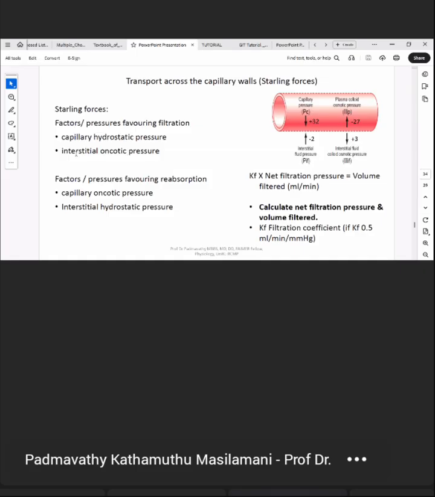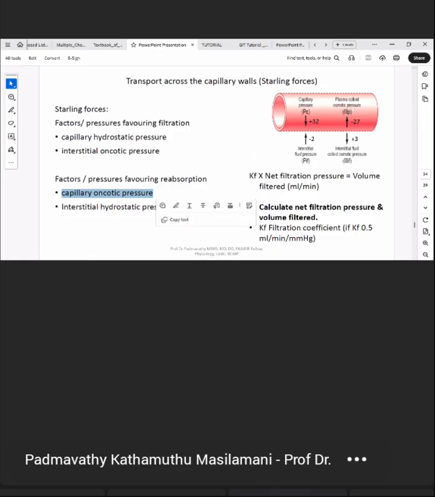Okay, coming to this, I told you what are the two filtration forces and what are the two reabsorption forces. Can you give an example for one of these? What is the condition which increases hydrostatic pressure in the capillary? Hydrostatic pressure is determined by arterial pressure, right? So anything that increases the blood pressure will increase the hydrostatic pressure. So don't worry about oncotic pressure in the interstitium, because it will not be very high. But capillary oncotic pressure is important.